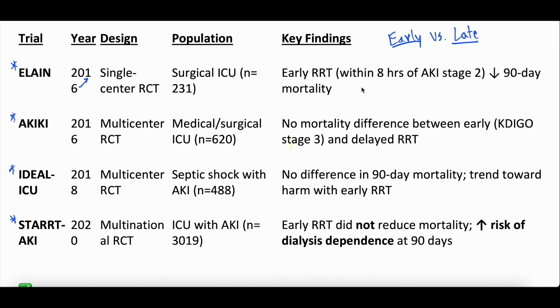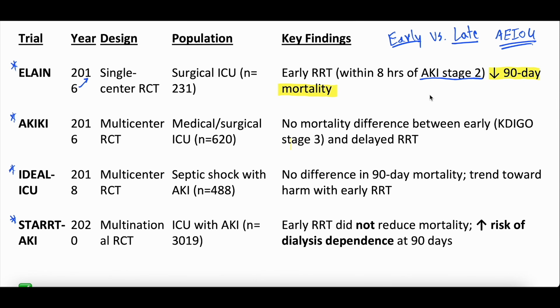In ELAIN, early renal replacement therapy was if you got to AKI stage 2, which is a certain stage of acute kidney injury. Y'all can look it up. It has to do with creatinine changes and urine output. They would start continuous renal replacement therapy within 8 hours of getting to AKI stage 2. And late is you needed an emergent indication, one of those A, E, I, O, U indications. So early is getting to a certain stage of acute kidney injury, and late is only starting dialysis once you have an emergent need. And what they found in ELAIN, in this surgical ICU population, was a decrease in mortality in patients they started early dialysis on.